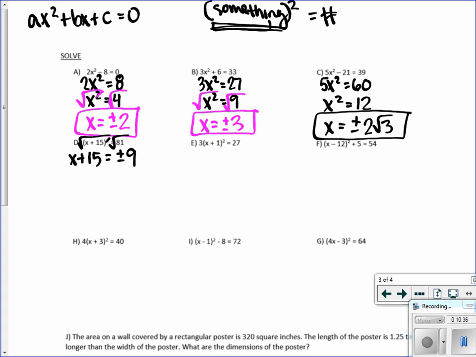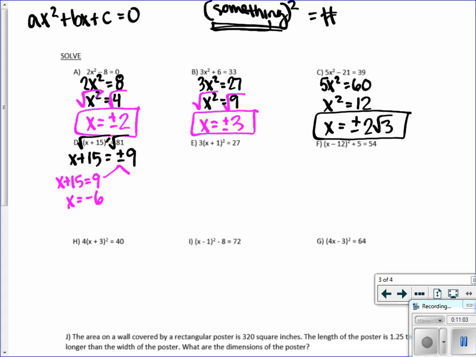Now, where this is a little bit different, have we completely solved for x? No. Okay. That means we are going to have to solve this equation, but 2 different times. Because it's saying that x plus 15 equals 9, which means we would subtract 15, so what would that answer be? Negative 6.